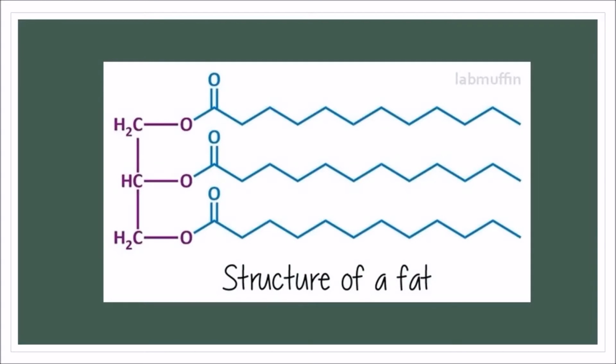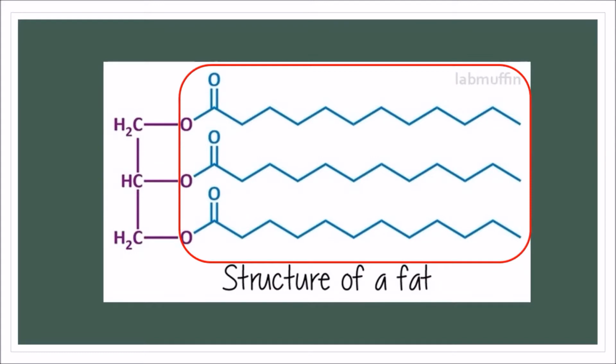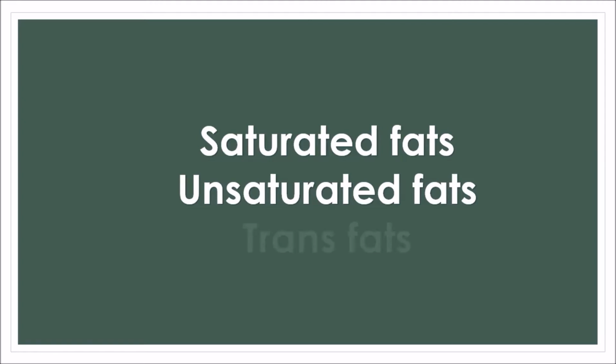Alright, this is an example or illustration of a fat structure. This part here is the structure from the glycerol, while these here are the 3 fatty acids. Do you get it? So let us now proceed to the 3 basic types of fats, namely saturated fats, unsaturated fats, and trans fats. And let's see what their differences are to one another.